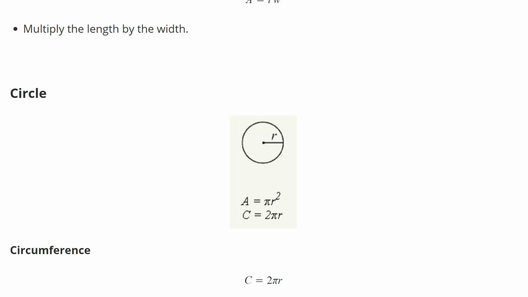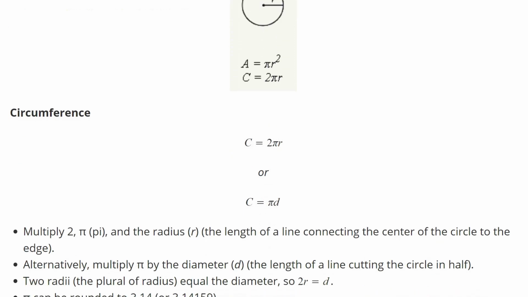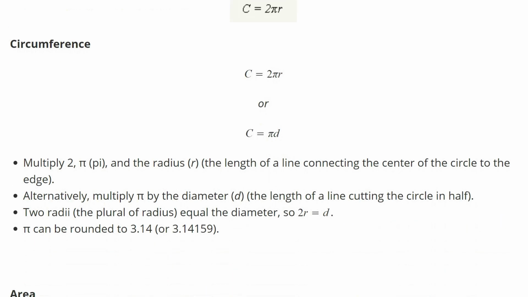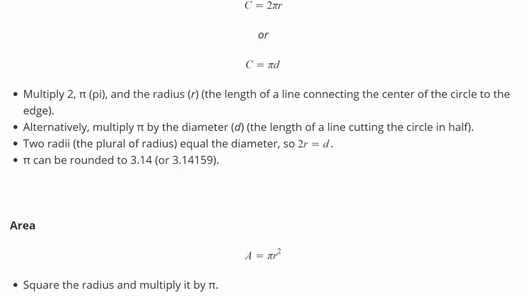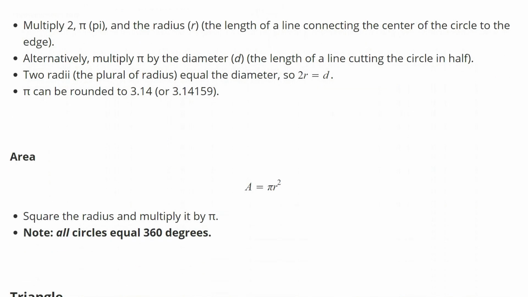Less commonly known is the circumference, which is 2 pi r, also remembered as pi times diameter, same thing. But again, I think this is more a case of people knowing the formulas and sometimes forgetting them, rather than never being familiar with them. And they're just explaining here that pi can be rounded to 3.14. Good to know. Okay, and again, they're talking about how the angles in a circle are 360 degrees.